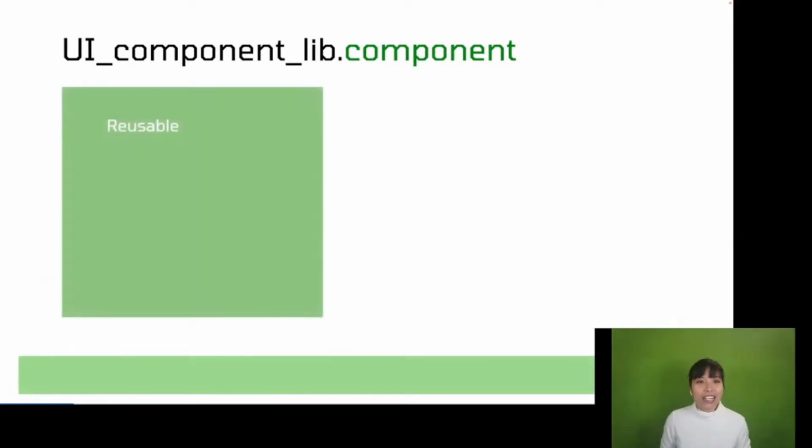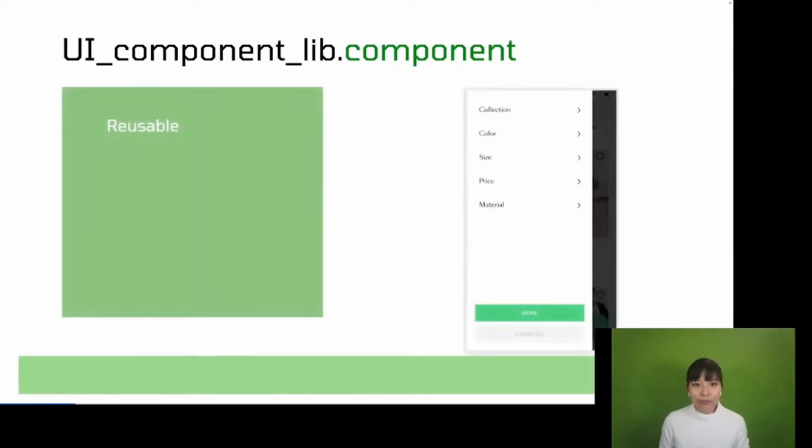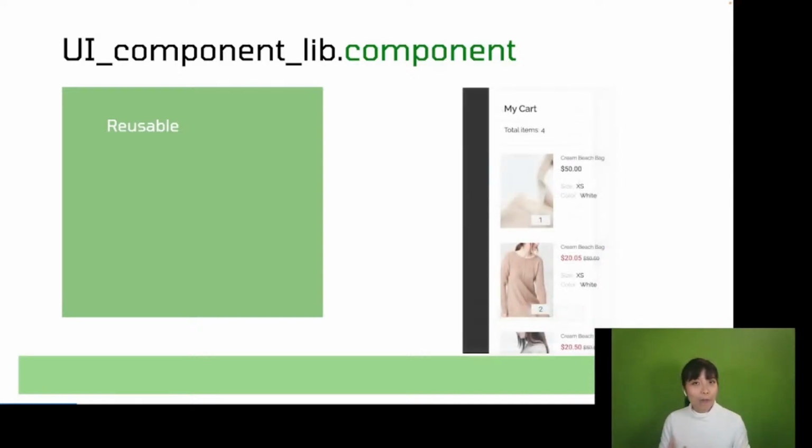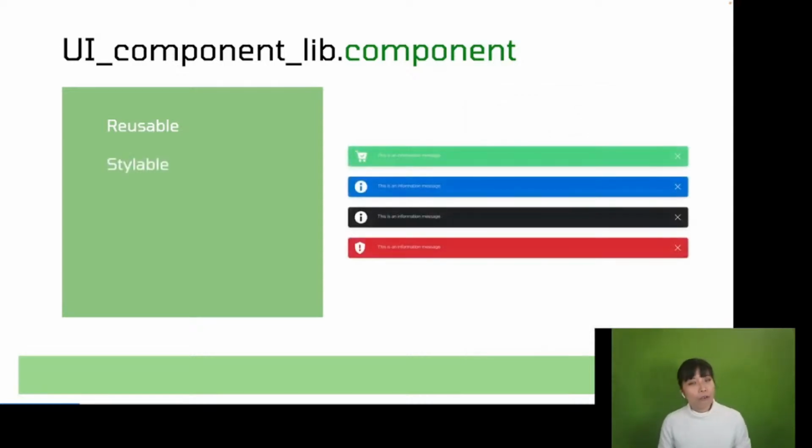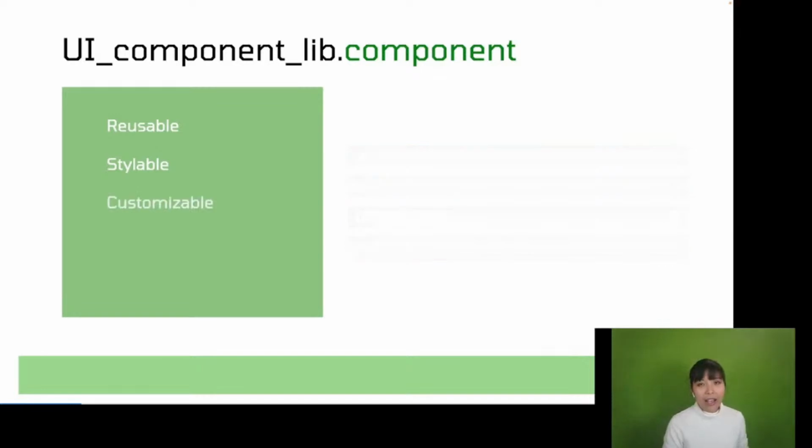For this, it has to be reusable, which means that if you have a sidebar, it has to be reusable enough so the sidebar can be opened from the left side with the menu and dynamic content inside, or be opened from the right side with the cart content inside. And it has to be stylable. For example, we have a toast notification. It can be styled with different colors to indicate different states of the notifications.